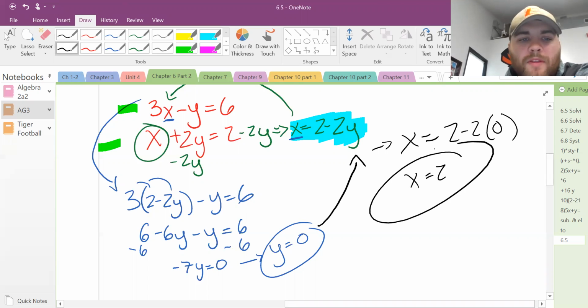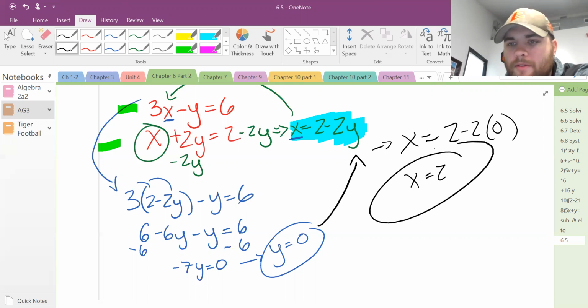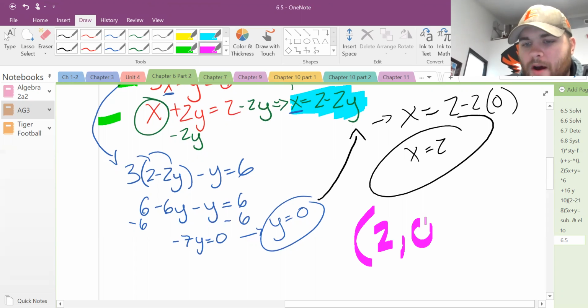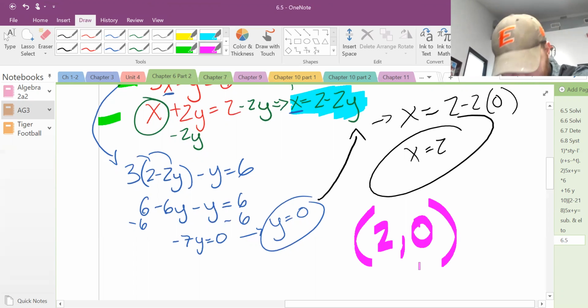So where do these 2 equations cross or intersect? Well, if you want to put this in an ordered pair and be all fancy with it, you would just put x comma y, and that's your solution. Drop my pen.